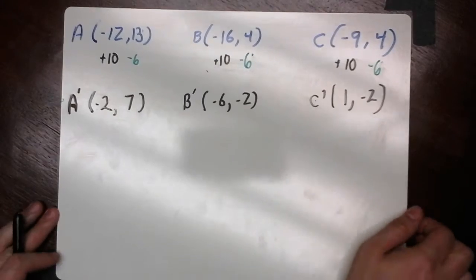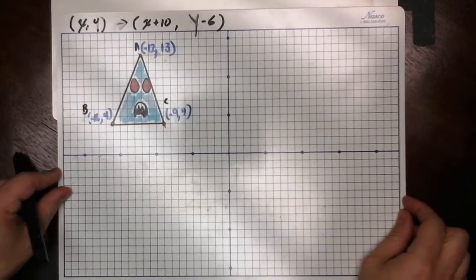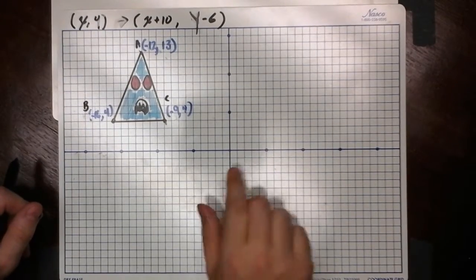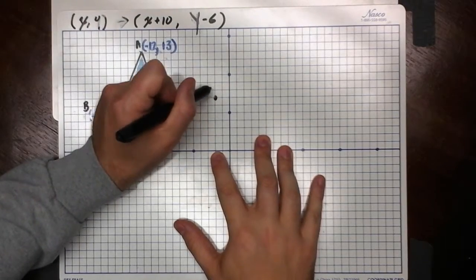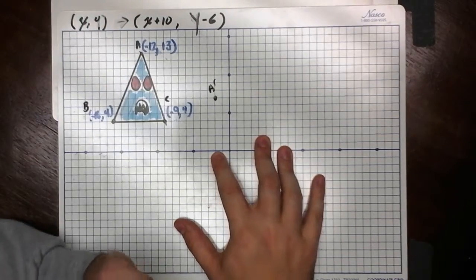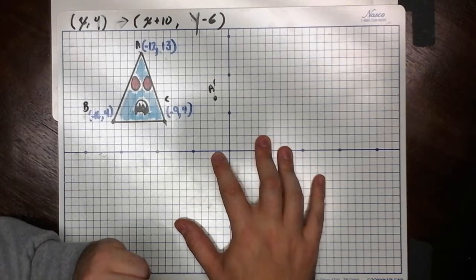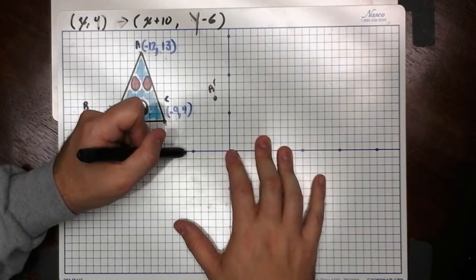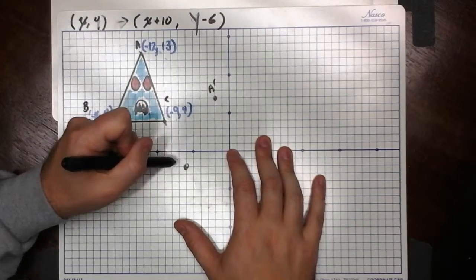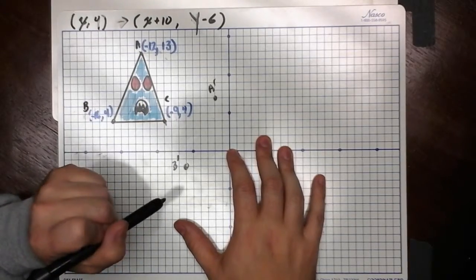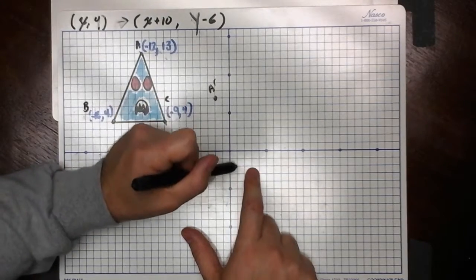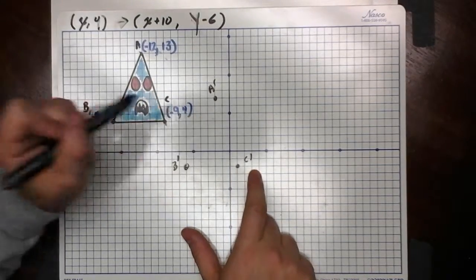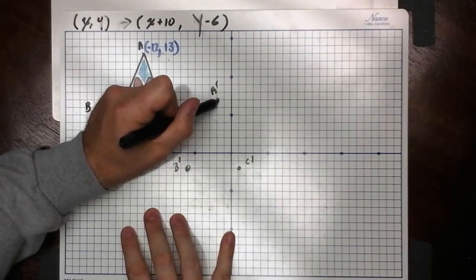Let's take a look at how this graphs. So, my new a prime is going to be -2, 7. There we go. Then my b prime is going to be -6, -2. And my c prime is going to be 1, -2. And there we go. Here he is.